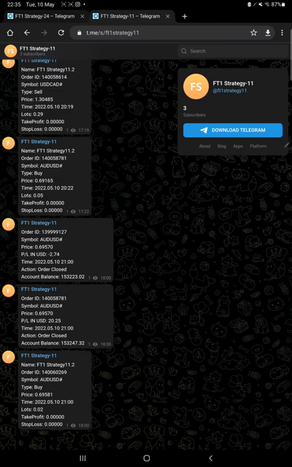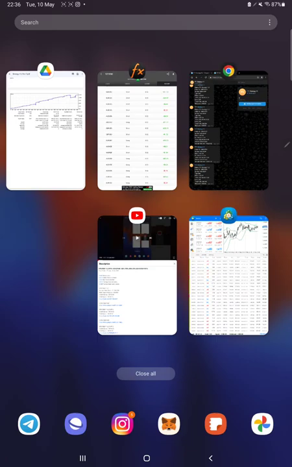So you can join this Telegram channel FT1 strategy 11, and all the trades whatever we are placing on MT4 you can stay updated on Telegram with their order ID number and whatever the currency we have traded, at what price we have entered, how much profit and loss is booked. All the details it can be verified from this Telegram channel.